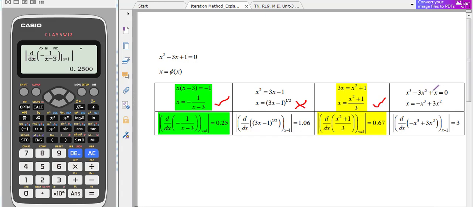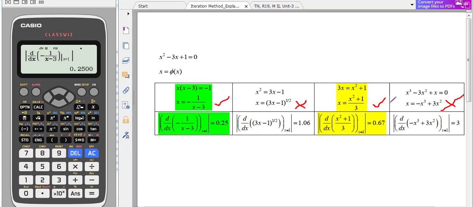In the case of the next possibility, the equation is multiplied on both the sides with x, so that we have the terms x cube minus 3x square plus x equal to 0, from which one way of getting x is x equal to minus x cube plus 3x square. Here phi of x is minus x cube plus 3x square, and for this phi of x the convergence condition value will be equal to 3, which is not a value less than 1, and hence this relation x is equal to phi of x cannot be used to apply iteration method.